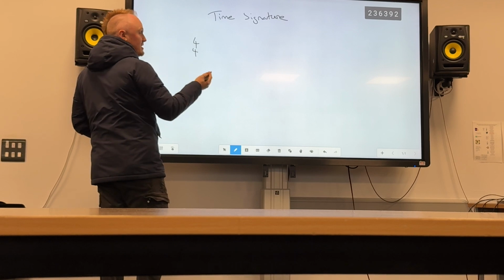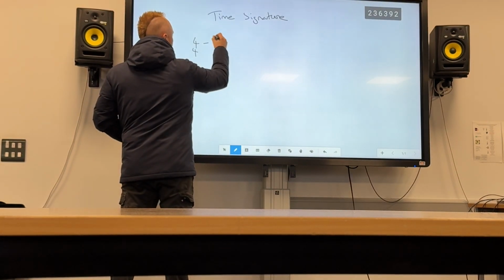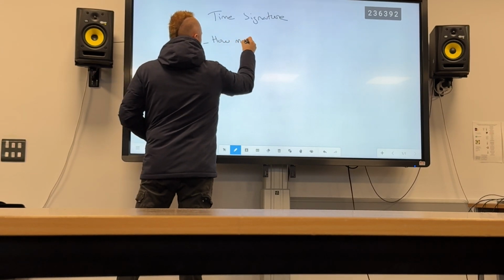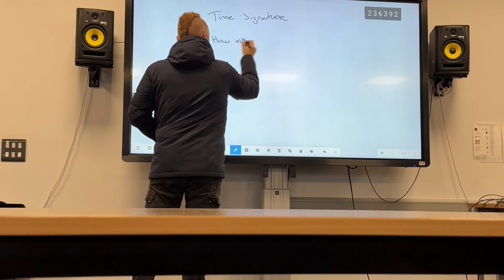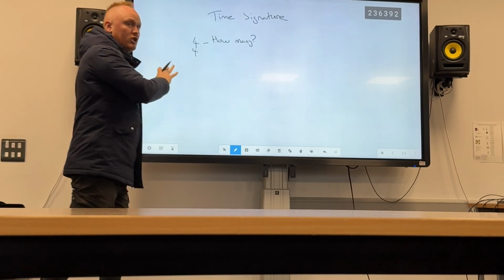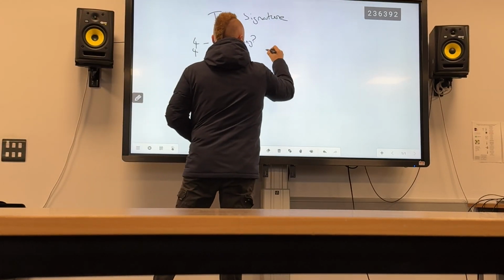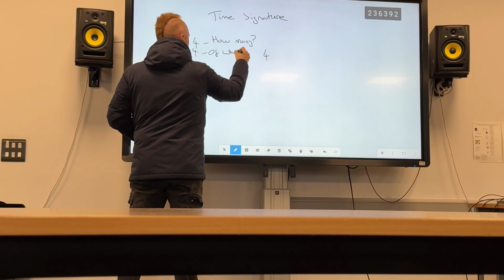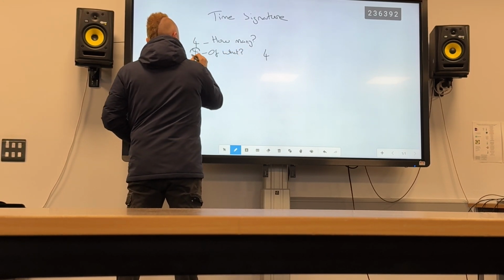Well, the 2 numbers are giving us different information. The top number, we ask ourselves a question: the top number is how many? The answer to that question is literally just the number that's there. The answer to how many is 4. The bottom number is of what? Of what does 4 represent?